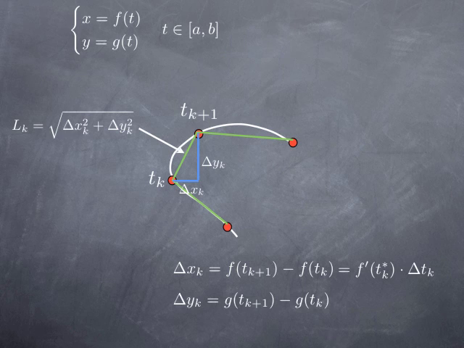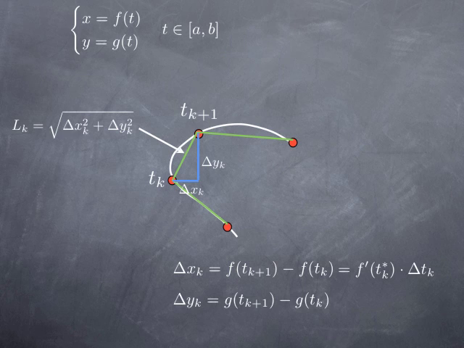This tk+1 minus tk is the change in t when we move from tk to tk+1, and I'm going to write that delta tk. So this delta tk is really tk+1 minus tk.